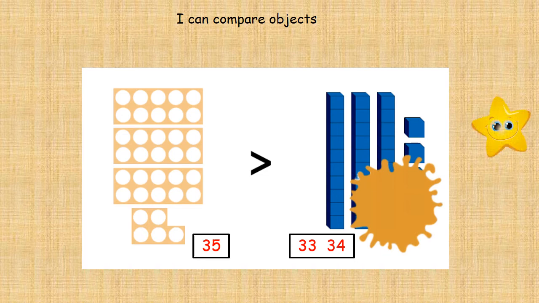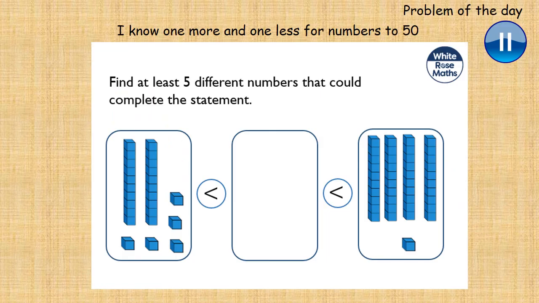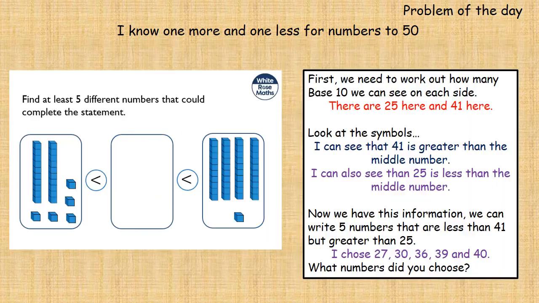Well done. Now it's time for problem of the day. I know one more and one less for numbers to 50. Can you find at least 5 different numbers that could complete the statement? Okay, first we need to work out how many base 10 we can see on each side. There are 25 here and 41 here.